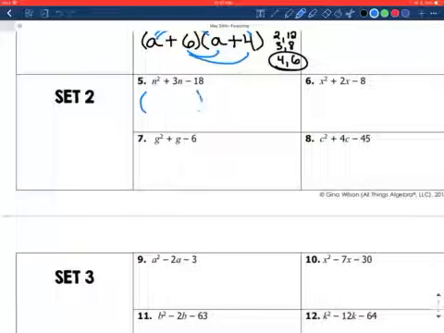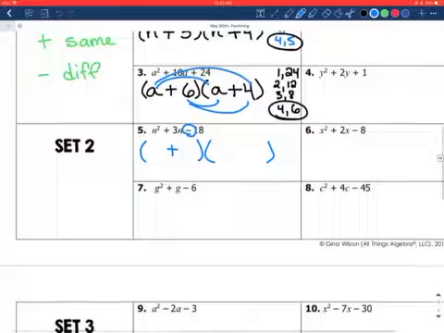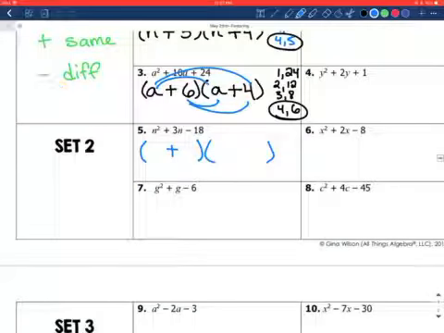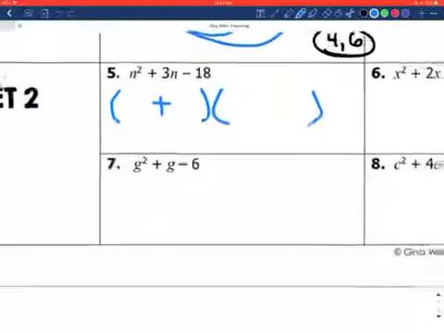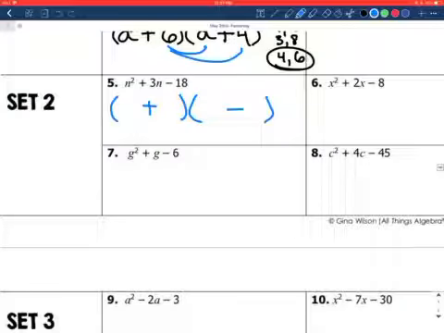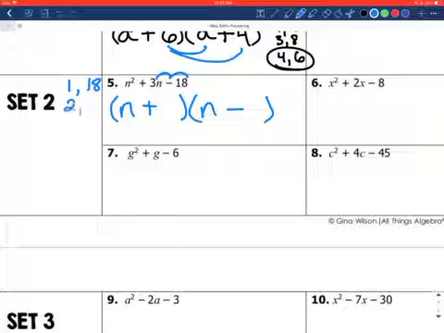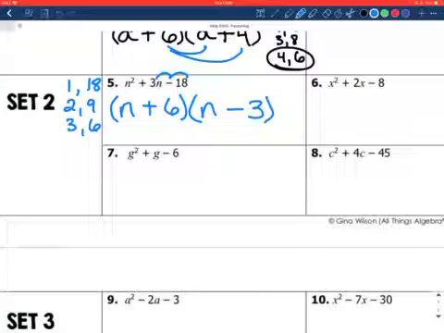Okay, so our second set here, we still do the exact same rules. 2 sets of parentheses. You drop your first sign, but you notice that this second sign is now a minus. Well, we said that when it's a minus, those signs are going to be different. So since we have a plus here, now we put a minus there. These signs have to be different. And then we have factors of 18 that will subtract to give you 3. So that will be 1 and 18, 2 and 9, and 3 and 6. So the 3 and the 6 are the ones that subtract to give you 3, and 6 will come first.